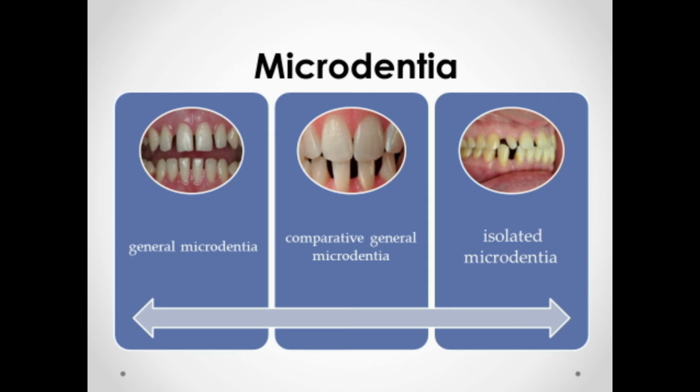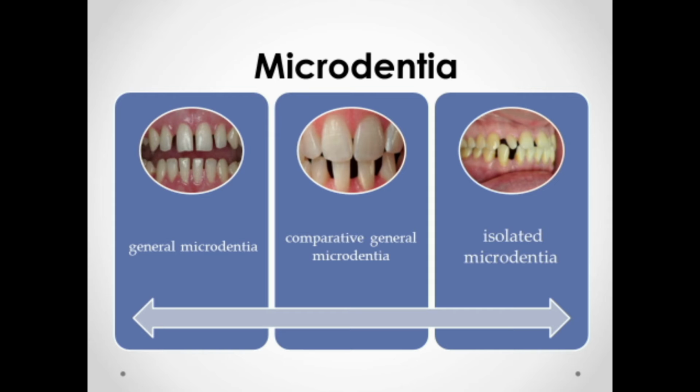General microdenture is a condition when all the teeth are developed as usual except their size is too small. General microdenture can be a condition by itself, but also can be a feature of some inherited diseases with many other symptoms such as pituitary dwarfism.